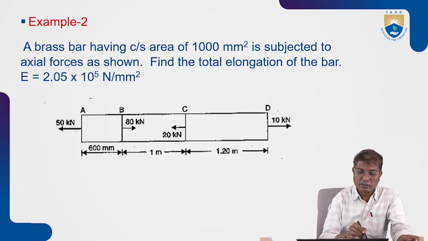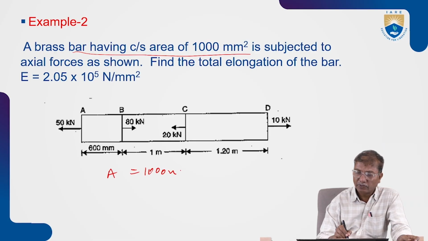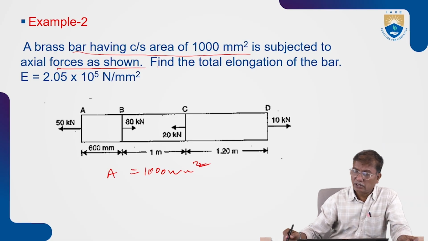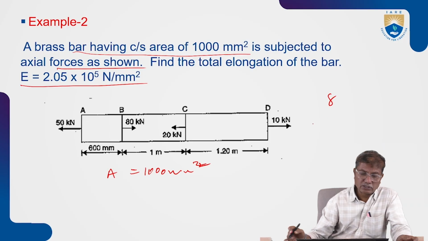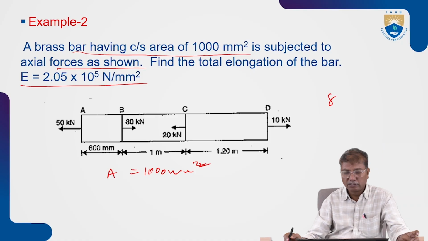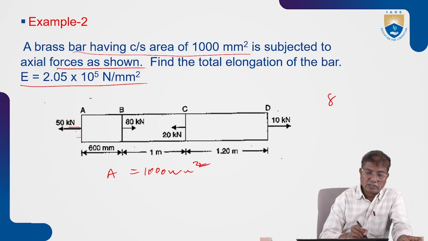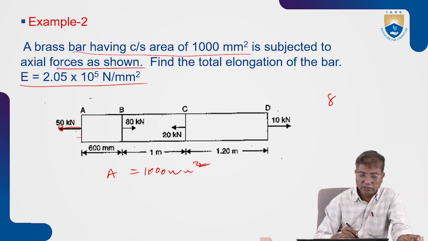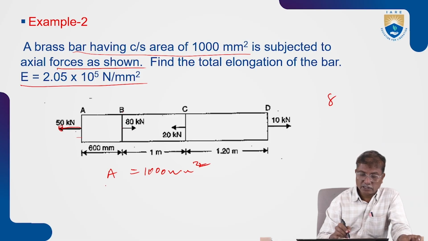So what you have to find out: a brass bar having a cross-sectional area of 1000 mm square is subjected to forces as shown in the figure. Find the total elongation of the bar. Total elongation delta we need to find out. E is given, Young's modulus 2.05 into 10 power 5 Newton per mm square. Now if you observe this, at A we have a tensile force of 50, at B we have a force of 80 actually acting rightwards.